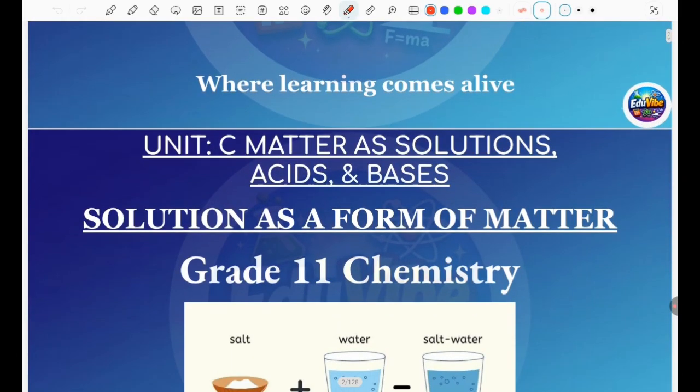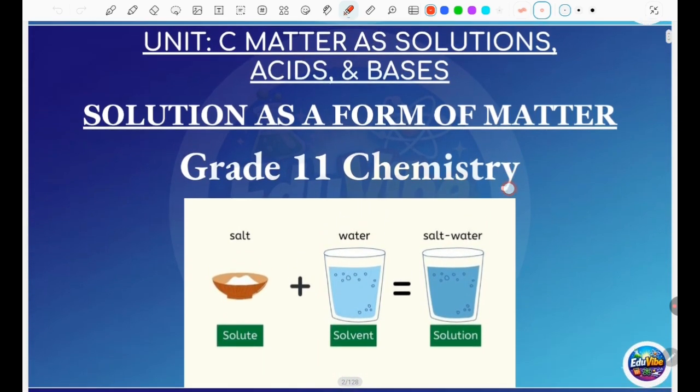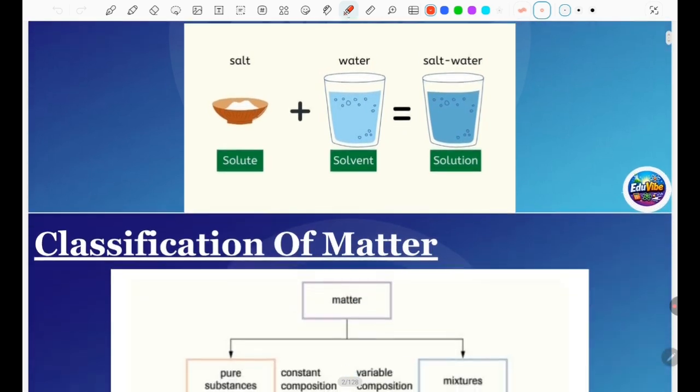In today's lesson, we start with the next unit of grade 11 chemistry, which is matter as solutions, acids and bases. First, we start with solutions, matter as a solution, and then we do acids and bases. This is the unit where we learn acids and bases very deeply. This chapter continues in grade 12 chemistry too. So today's topic is solution as a form of matter. How is the solution a form of matter?